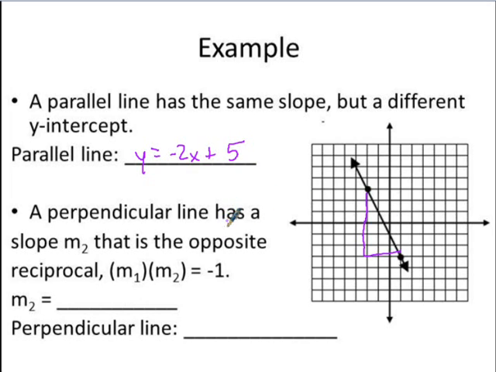Our perpendicular line has a slope that is the opposite reciprocal of the existing slope. So if the slope of this line is negative 2, then the opposite reciprocal is positive 1/2. If it was negative, now it's positive, and we take 2 over 1 and we flip it. So the perpendicular line would be y equals 1/2 x, and then again, pick any number. It doesn't matter. 0, 1, 2. I'll just pick 5 again.